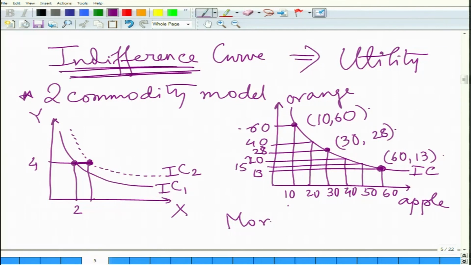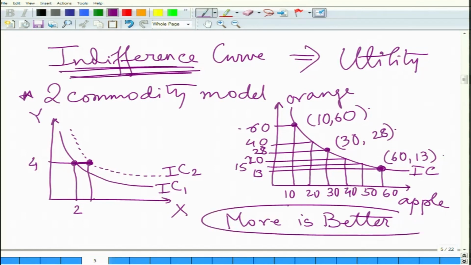So more is better. A higher indifference curve will give me a higher satisfaction. A lower indifference curve, if now I am having 2 X's, I am having 3 Y's. Y is 3 with this X, and I am at this point. Now I am lower, at a point which is lower than, or on the left hand side of, the IC1, and my satisfaction is lower.